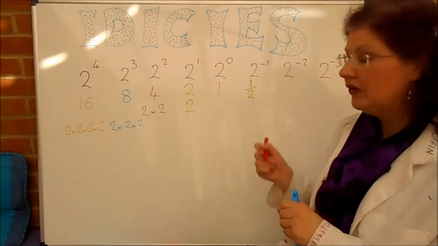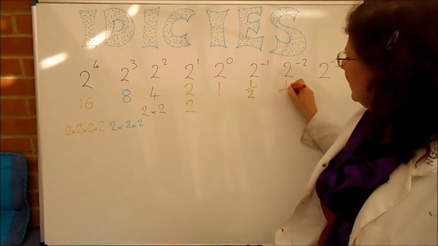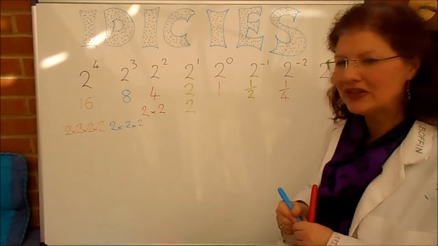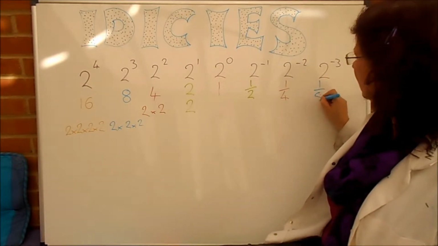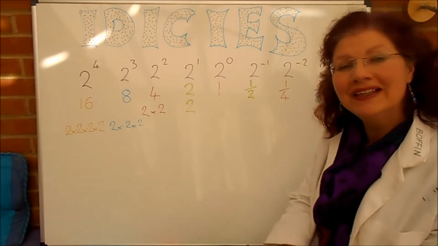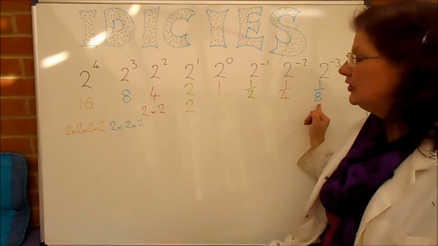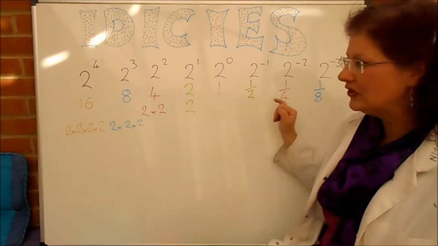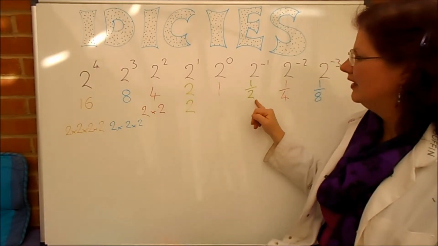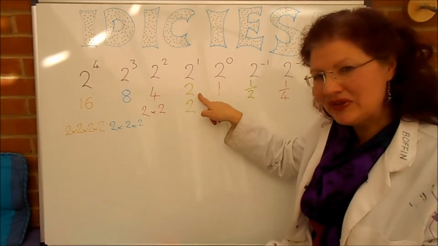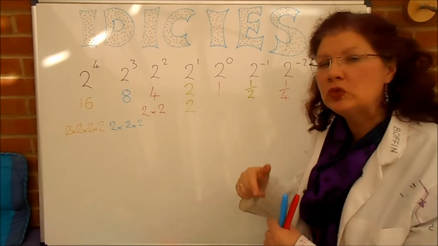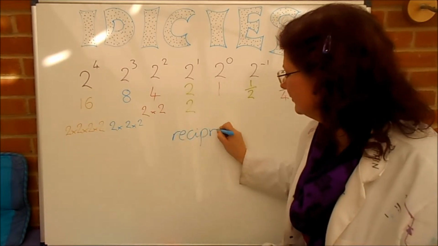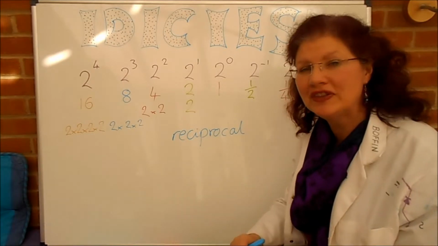So the next ones, if we continue halving it, should be a quarter. If you said 0.25, that's right, but it's easier to see the pattern if you write it as a fraction. And the next one, 1/8. Now, can you see the pattern on here? 2 to the power -3, 2 to the power 3, 2 to the power -2, 2 to the power 2, 2 to the power -1, and 2 to the power 1. Yep, it's just 1 over. The posh name for that is reciprocal. It just means 1 over something.